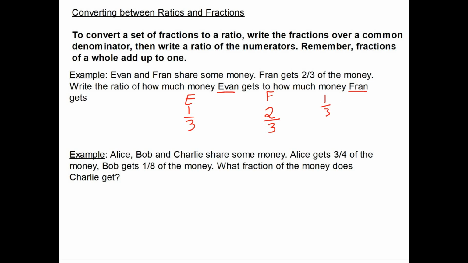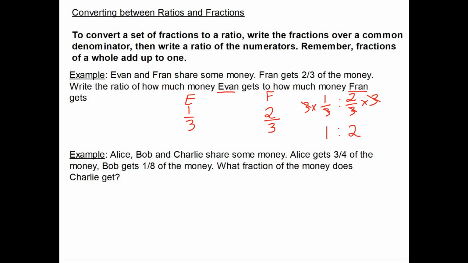Remembering what we did on equivalent ratios, we could multiply both sides by 3 to cancel out the 3 on the bottom of each quantity to give you 1 to 2. So the ratio of money is 1 to 2. So what we can actually say is that for every pound Evan gets, Fran gets 2 pounds. She gets double the amount.